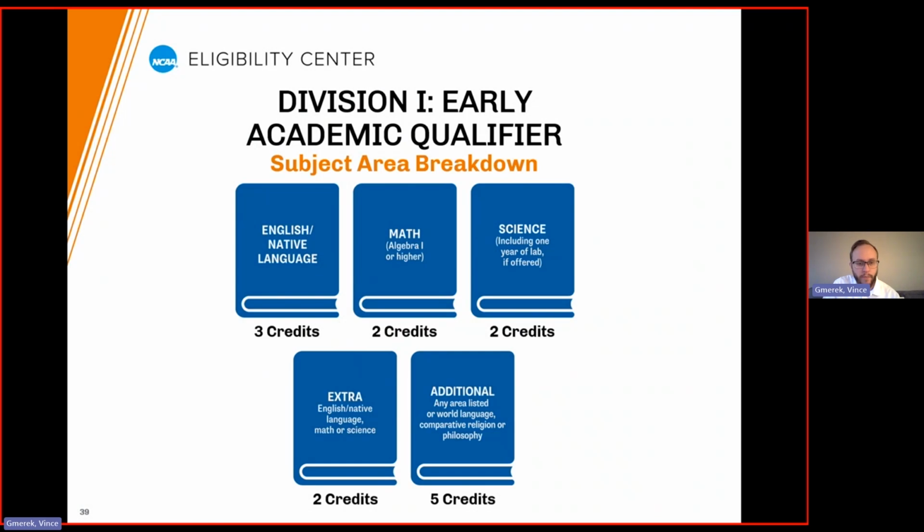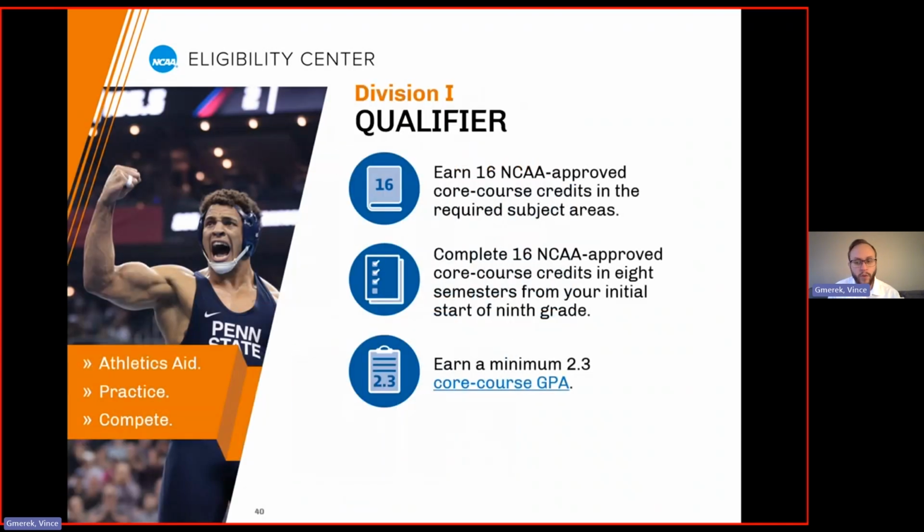It's okay though if you're not meeting these requirements or it's just not possible to earn this many credits. You can just be a regular qualifier. Again, they're completely equivalent. So now let's talk about qualifiers. If you are a qualifier, your academic certification will ultimately say that you are a final qualifier. As long as the word qualifier is there, that's the magic word that you're looking for to know that you're academically eligible for athletics aid, practice, and competition.